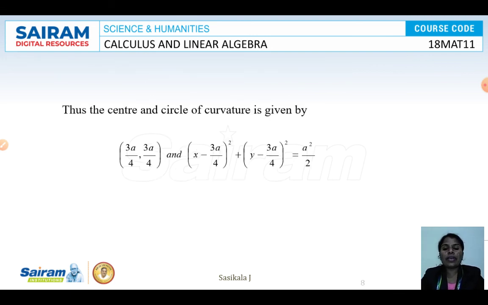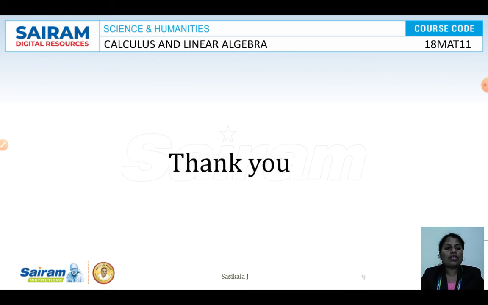So in this problem we can conclude that the center of the curvature is this point x bar, y bar, and this is the circle of the curvature: x minus x bar the whole square plus y minus y bar the whole square equal to rho square. Okay, so that's all. Thank you.